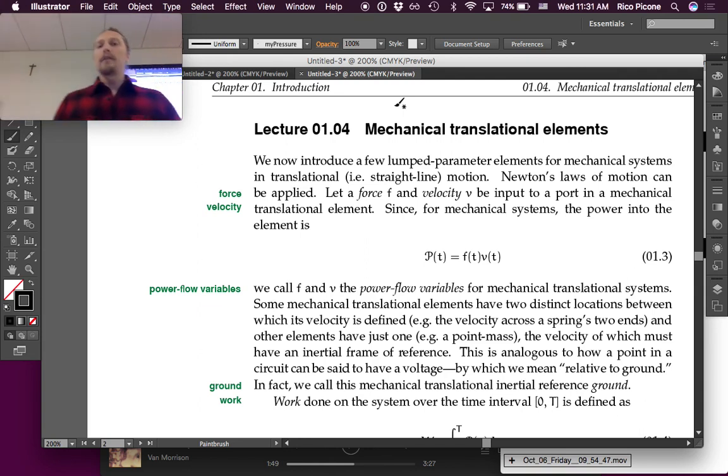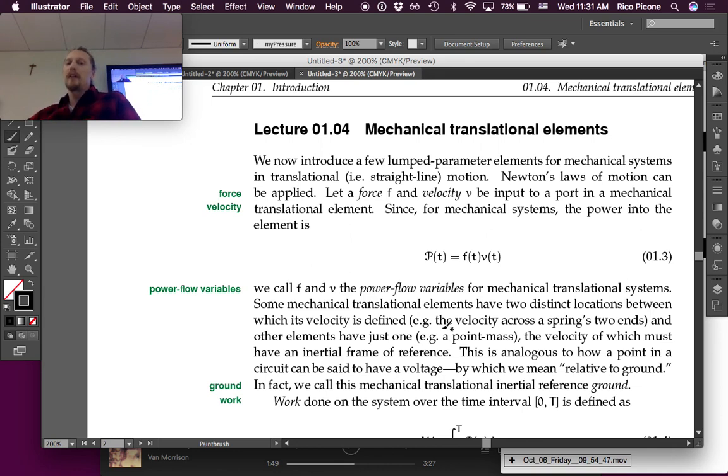So we now introduce a few lumped parameter elements for mechanical systems in translational, i.e. straight line motion. Newton's laws of motion can be applied, of course. Let a force F and a velocity V be input to a port in a mechanical translational element. Since for mechanical systems, the power into an element is the product of force and velocity, we can say power is force times velocity. And we can call F and V the power flow variables because when you take the product of them, they give you power.